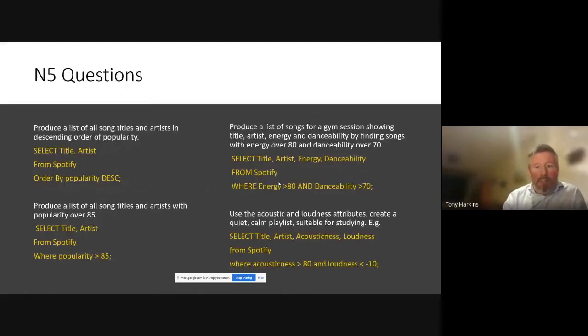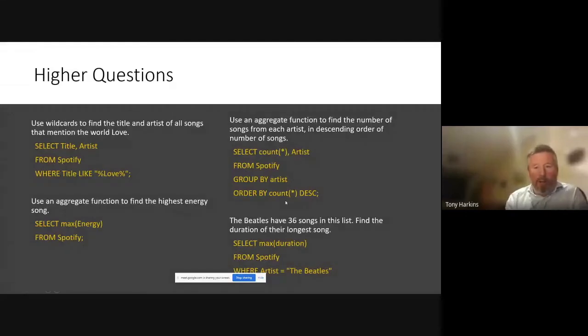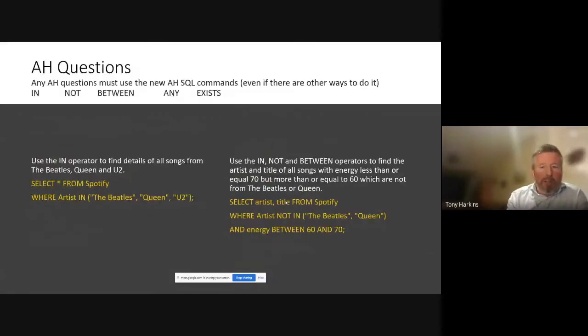If you've got the data all in there, you could just produce some of those questions and produce National 5 style responses. Once you get into Higher, you can include wildcards and aggregate functions and get slightly more complicated ones. And once you're in Advanced Higher, then still with the same databases, or ideally more complicated ones with relational databases, multiple tables, then you can use the new commands that we need to use if we're answering Advanced Higher questions. The IN, NOT, BETWEEN, ANY, EXISTS. And once I've worked out what ANY and EXISTS do, then I'll start to make questions about them.